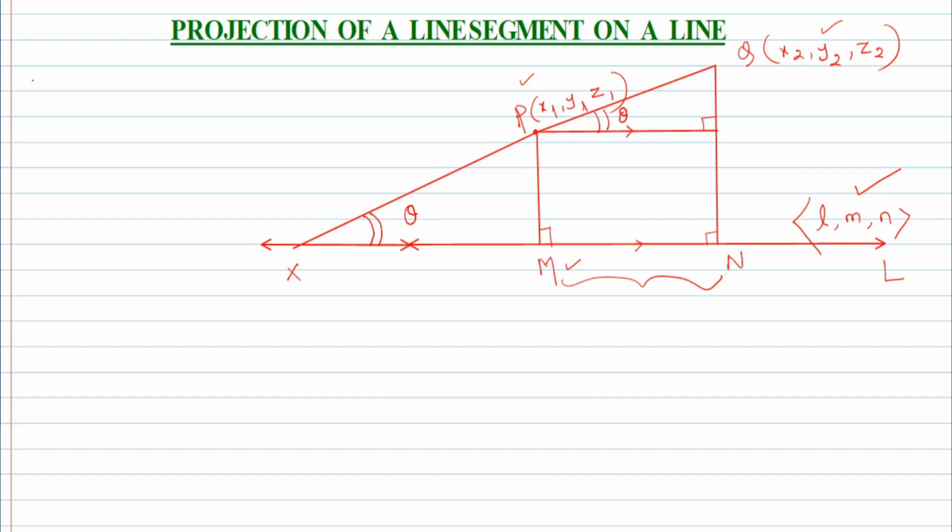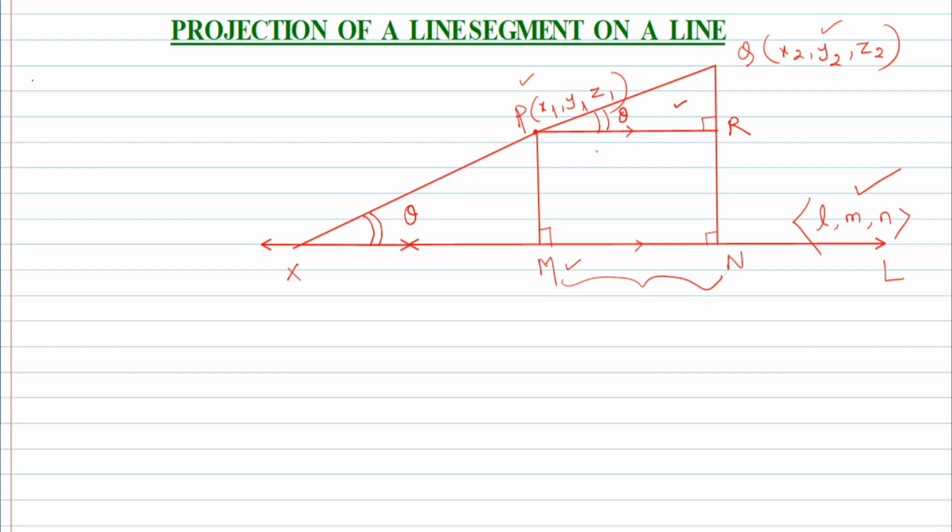Why? Since the lines are parallel and this line is a transversal, therefore this angle is equal to this angle, as corresponding angles. Otherwise, the two triangles PQR and XQN are similar, so this angle is equal to this angle.